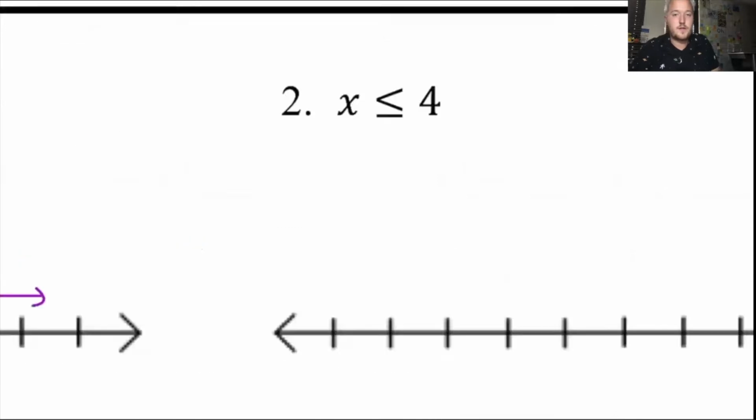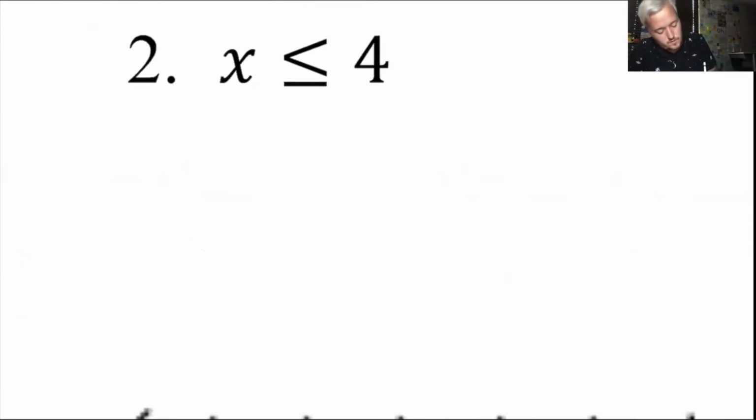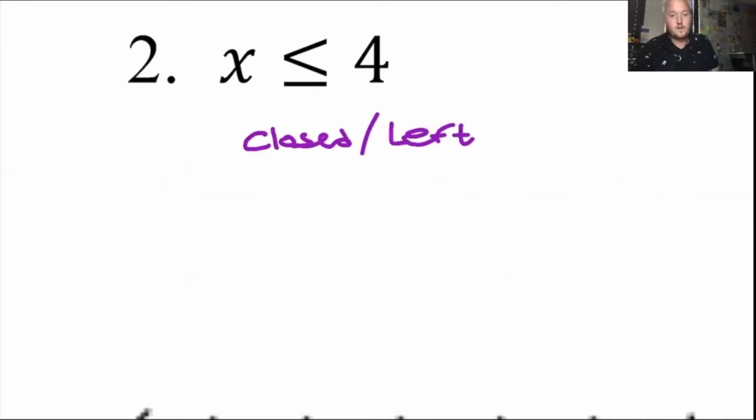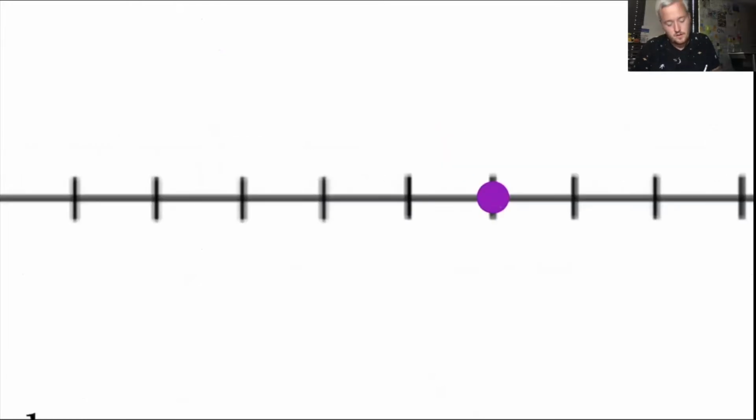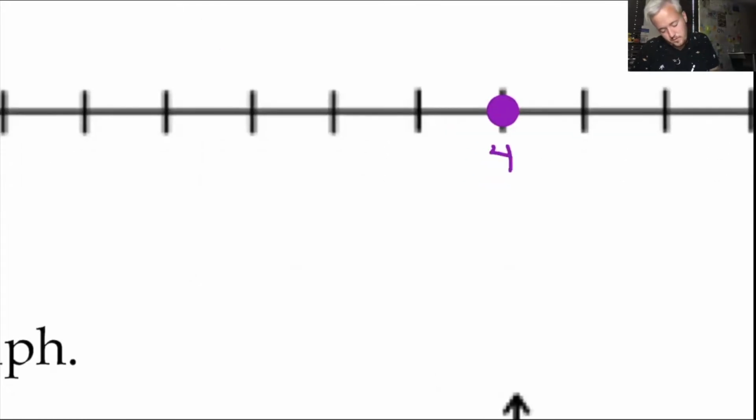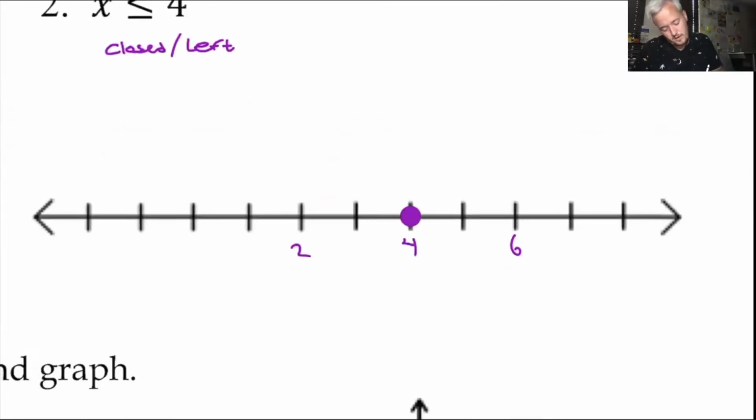All right, then over here, this would be a closed circle, and this would be going to the left. So I have a closed circle at 4. Wow, I am terrible at coloring. There we go. So this is at 4, 2 above, 2 below, and it's going to go to the left.